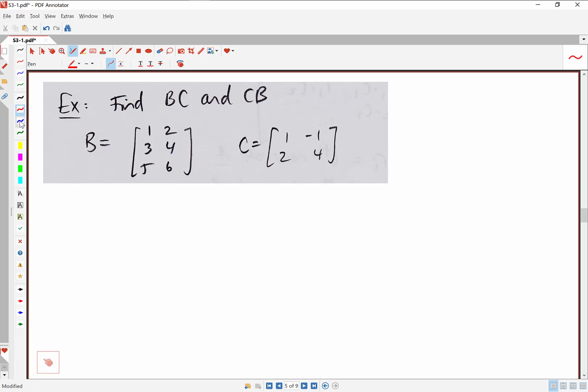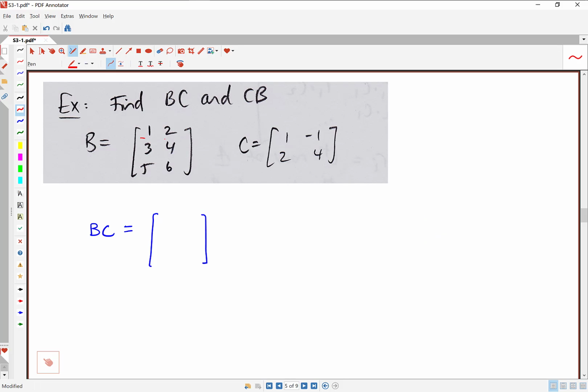Let's do a bit more practice with our matrix multiplication. We're going to find BC and CB for the following two matrices. So let's think about BC first, and let's see if we can at least predict the size of it. So B is 3x2. Just write this on the side. C is 2x2. Inner numbers are equal, so that's great. And the outer numbers will predict the size of BC. So we know BC is going to be a 3x2 matrix, 3 rows, 2 columns.